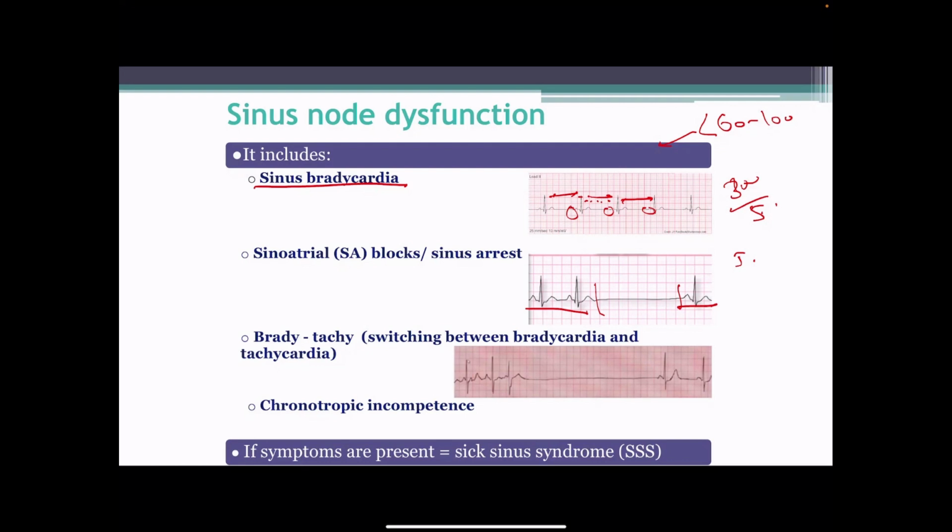Now, for bradytachy, you have bradycardia and then it switches to tachycardia. This can happen in normal inspiration and expiration. When you breathe in, your heart rate is a bit faster, and when you breathe out, it's a bit slower. Okay. This picture, by the way, is also sinus arrest. I don't know why it's here, but okay. So these are the three types. We'll do practice questions on them.